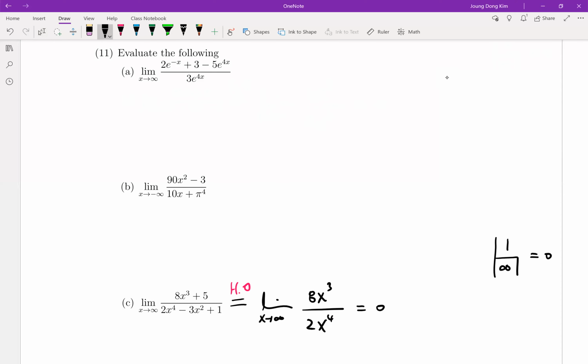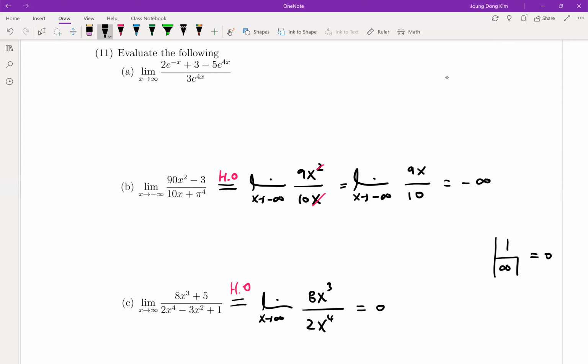Let me show you with the higher order rule. Limit as x goes to minus infinity, 9x squared, and you can simply ignore pi to the 4. Does it make sense? Then is there any problem to cancel this? No problem, right? Then you can rewrite this one like this. Now plug in minus infinity, what happened? It is minus infinity over 10, that is equal to minus infinity.